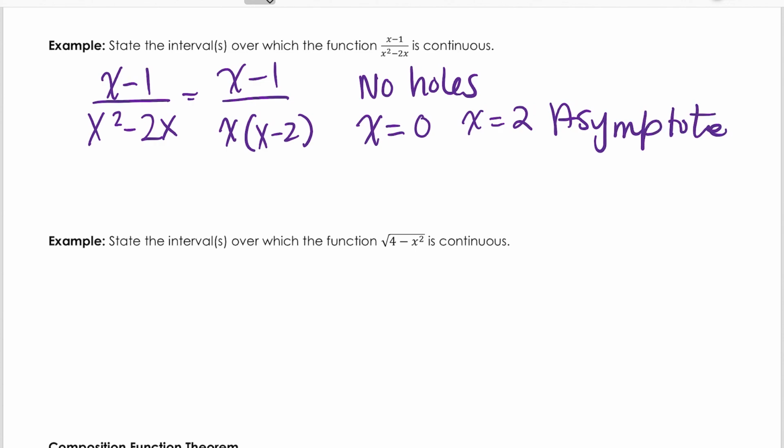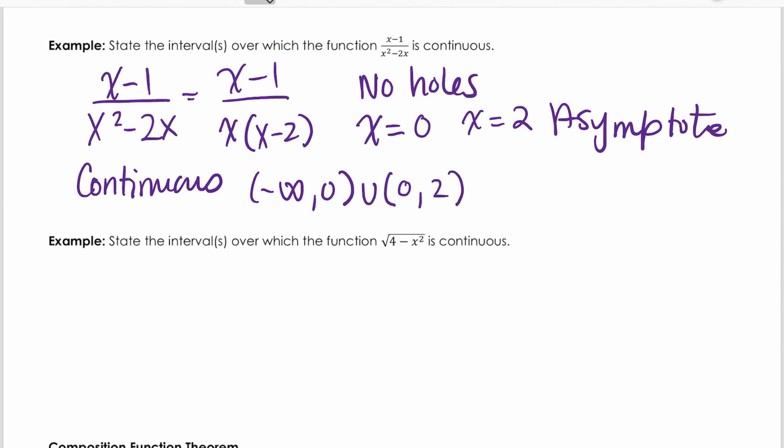So these are going to be those infinite discontinuities. And so everywhere else is going to be continuous. So I would say continuous from minus infinity up to 0. And I don't want to include 0 because remember that's a discontinuity. But everything up to 0 is okay. Union 0 to 2. Union, and then 2 to infinity. So we're skipping over 0 and 2. Those are our places that are discontinuous. But everywhere else is continuous.